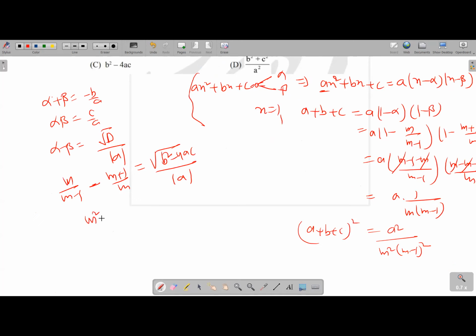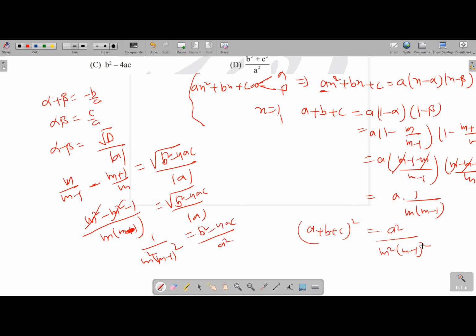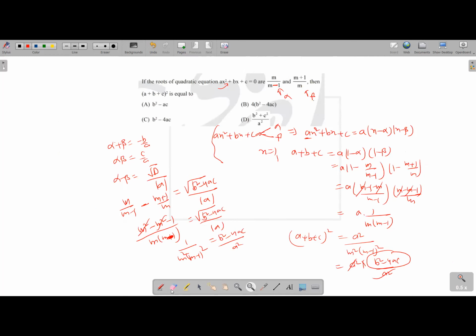Now take LCM, you will get m square minus 1 upon m into m minus 1 equal to under root b square minus 4ac upon mod a. This is gone. And now you have to take 1 upon m square something, right? So take a square as well. If you take a square, that minus 1 will become plus 1. m into m minus 1 whole square equals b square minus 4ac upon a square. Just put it here. If you put a square into b square minus 4ac upon a square, this is gone. So your answer is b square minus 4ac. This is your answer. Understood?